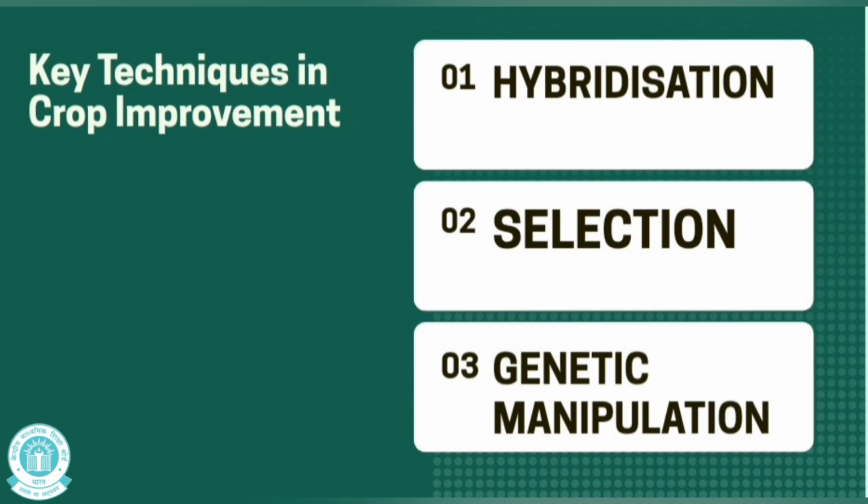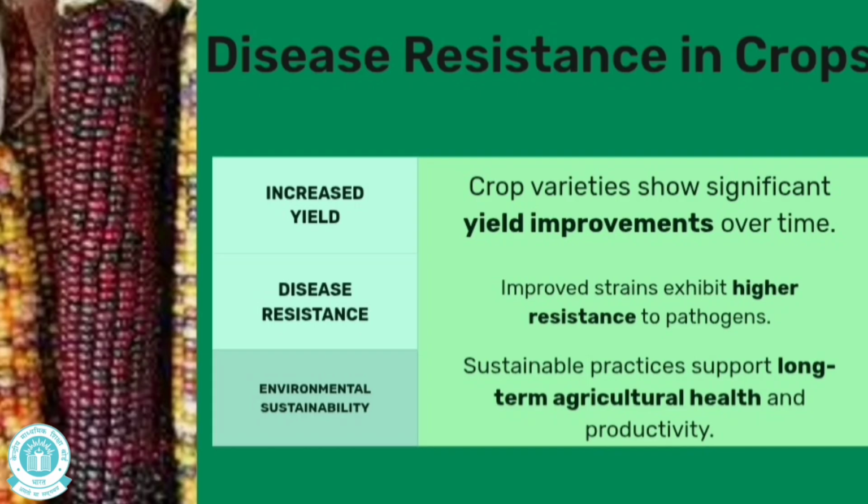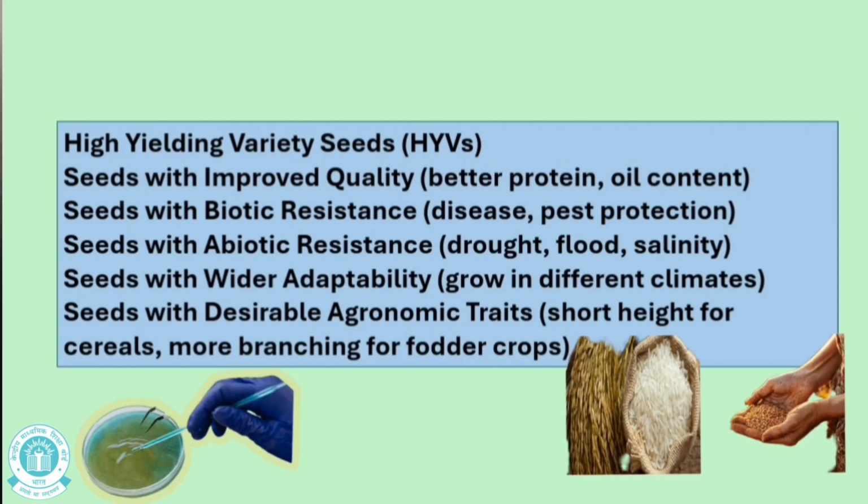By further explaining them, major developments in the field of agriculture like high-yielding variety seeds, seeds with improved quality, seeds with biotic resistance, seeds with abiotic resistance, seeds with wider adaptability, seeds with desirable agronomic traits.